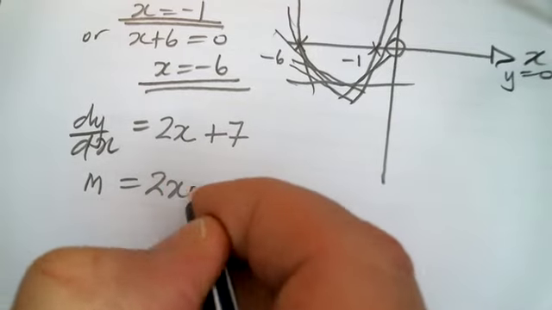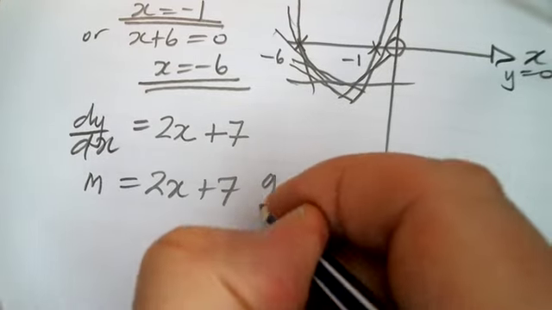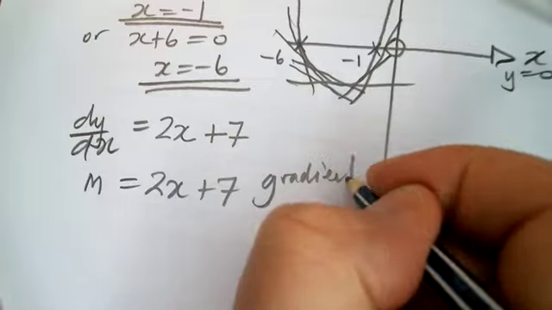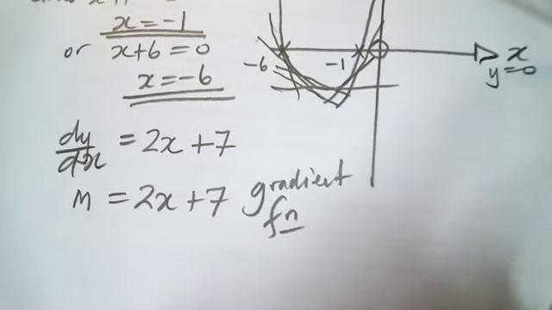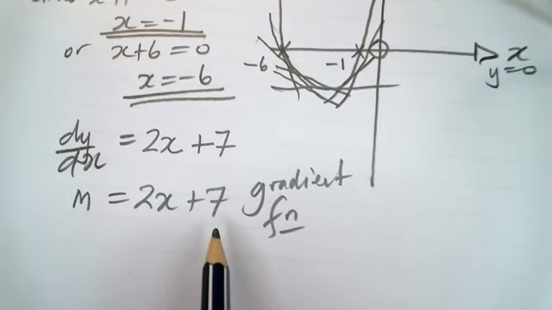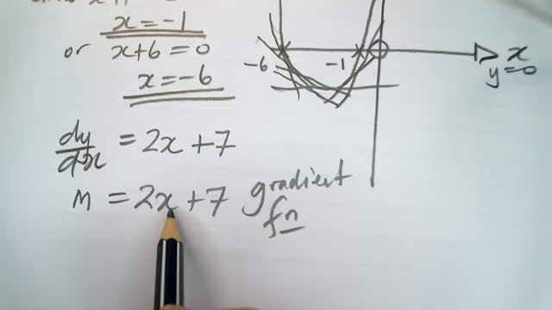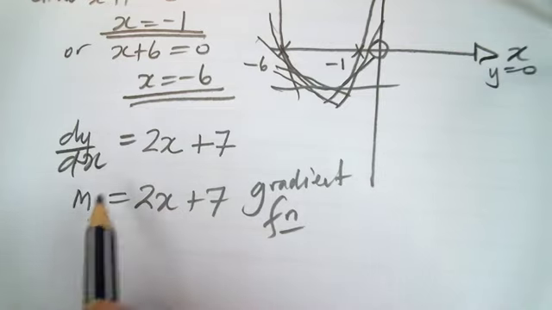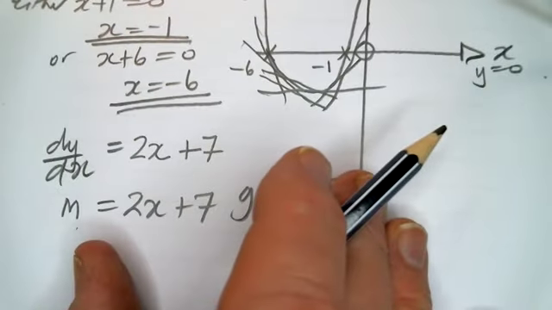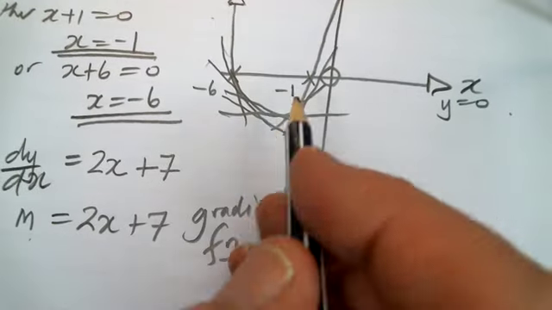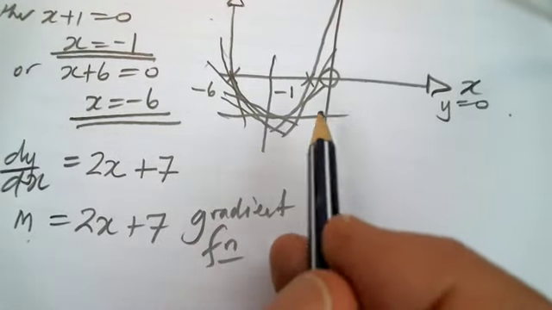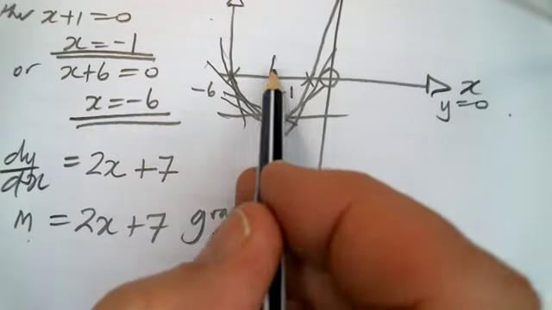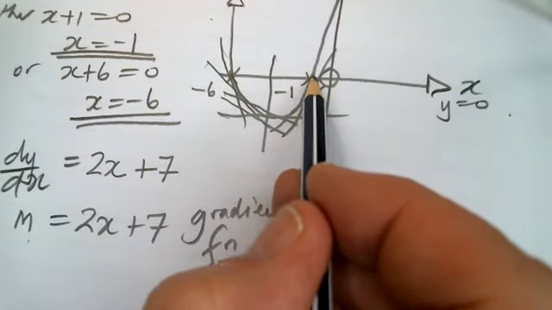Now what we do is we call this the gradient function. Fn is short for function. So I've got my gradient function. That means all we have to do is choose any x value and we'll find the gradient of that point. So, well, a classic one, of course, would be right in the middle here. Now, what's halfway in between -6 and -1?